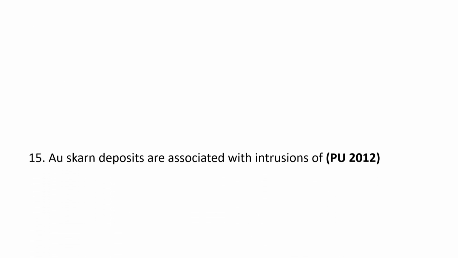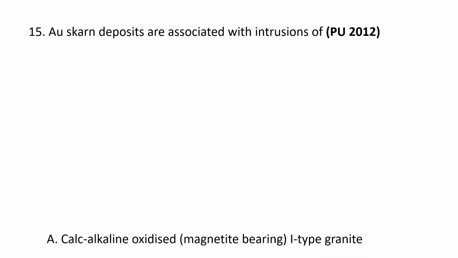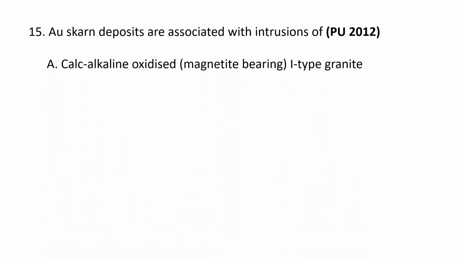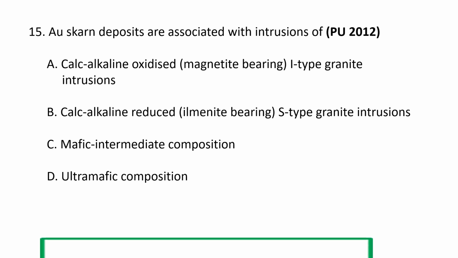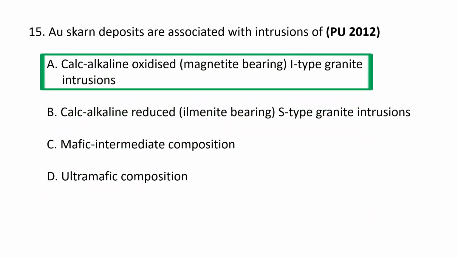Next question. Gold skarn deposits are associated with intrusions of A. Calc-alkaline oxidized, that means magnetite bearing I-type granite, B. calc-alkaline reduced S-type granite intrusion, C. mafic intermediate composition, and D. ultramafic composition. Gold skarn deposits are associated with intrusions of calc-alkaline oxidized, that is magnetite bearing I-type granite intrusions. So these gold skarn deposits are frequently associated with intrusions of magnetite bearing I-type granite, particularly those associated with the Indo-Asian continental collision. And these deposits are often found at the contact zones between the intrusions and surrounding carbonate rocks.